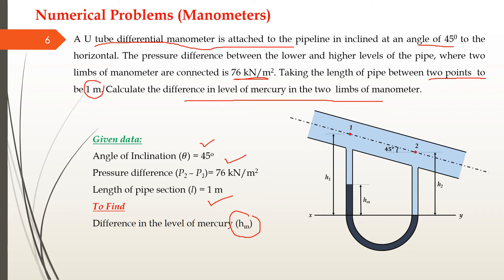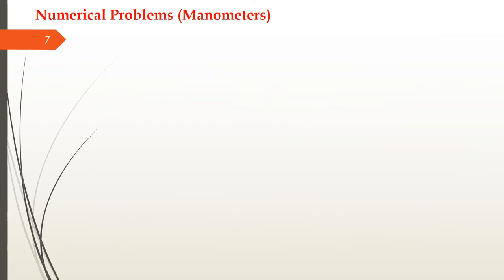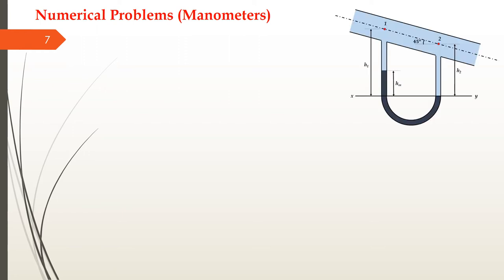And also the length between these two points 1 and 2 is 1 meter. So first of all, the difference between these two levels is important. What is that difference? That is your H1 minus H2. You can understand if you are taking it as H1 and if you are taking it as H2. So this difference is H1 minus H2.